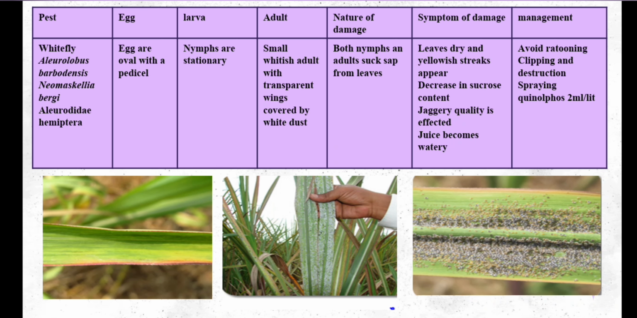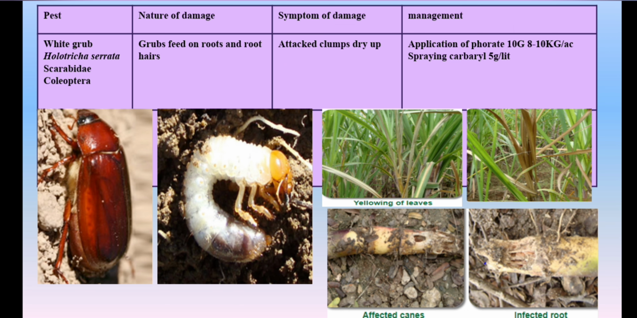And then the next pest is white grub. White grub, scientific name Holotrichia serrata, belonging to the family Scarabaeidae and order Coleoptera. Nature of damage. These grubs will feed on the roots and root hairs. So it will feed on the roots of the sugarcane plant. So these grubs will be present inside the soil. Here you can see how the grub is looking.